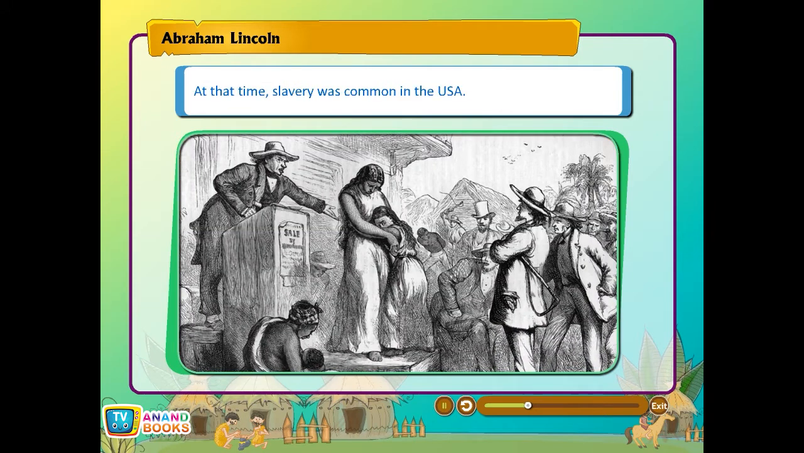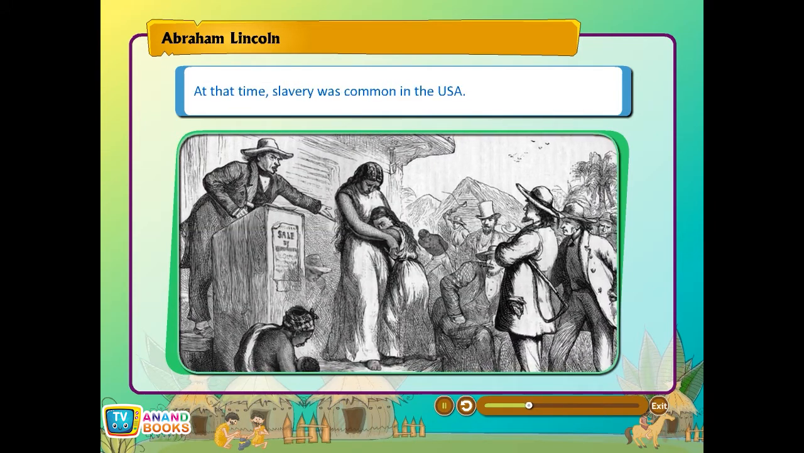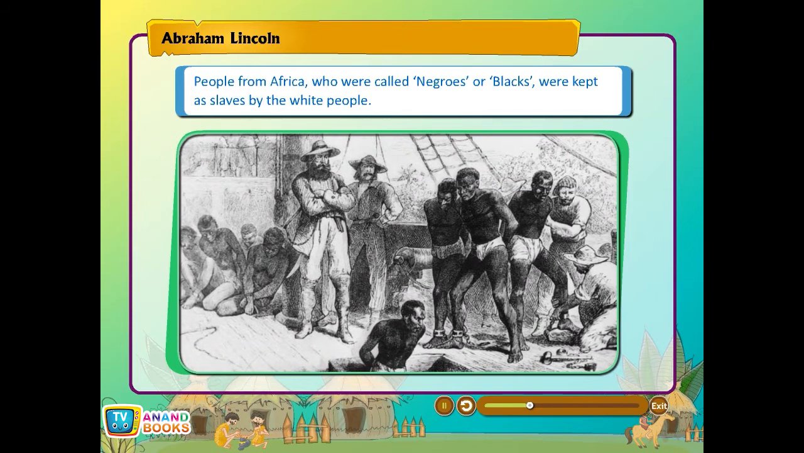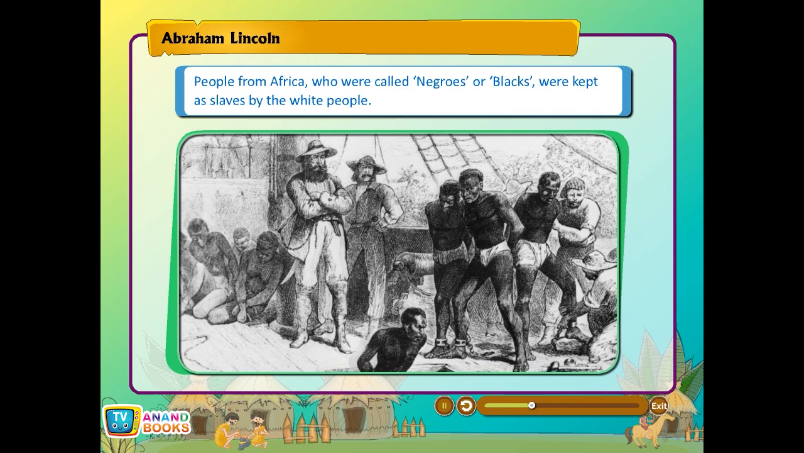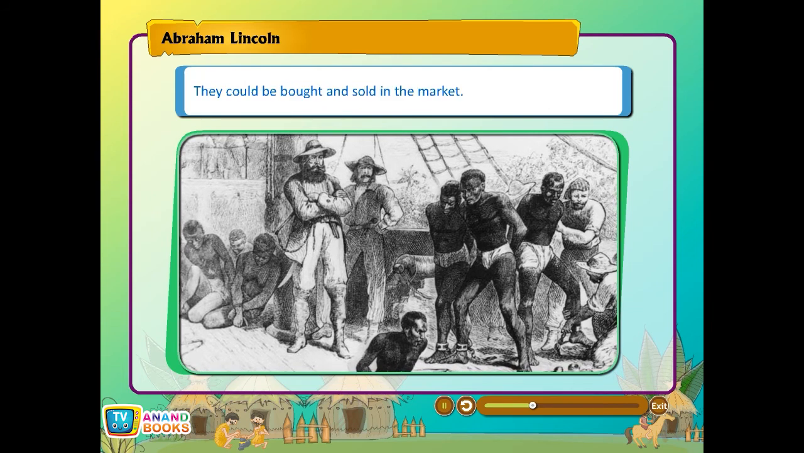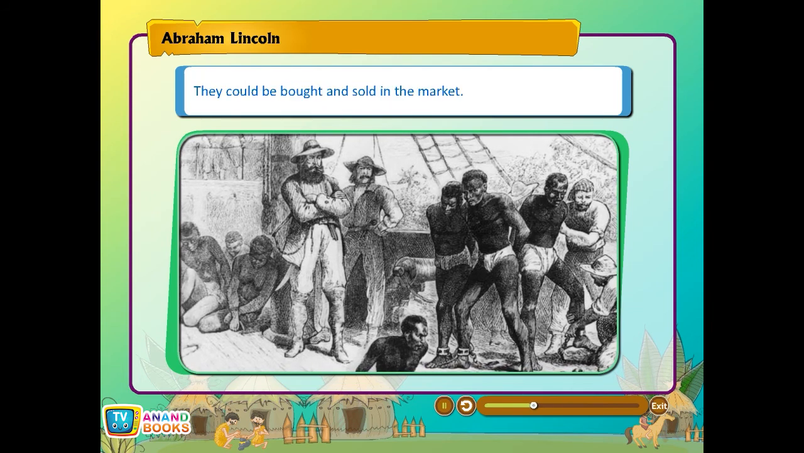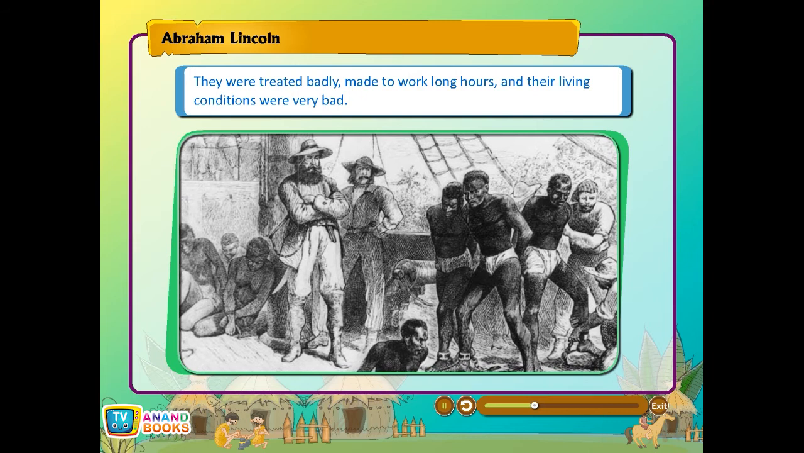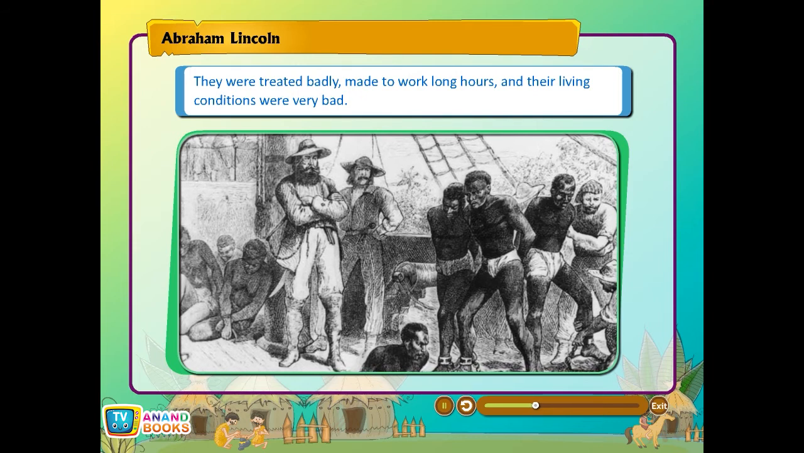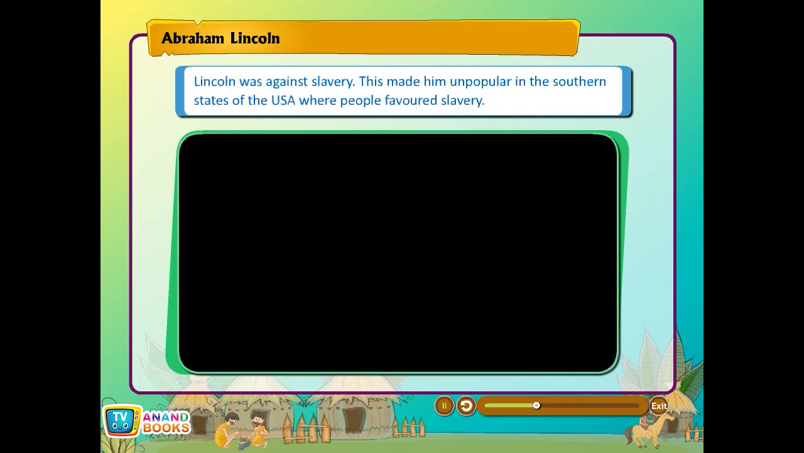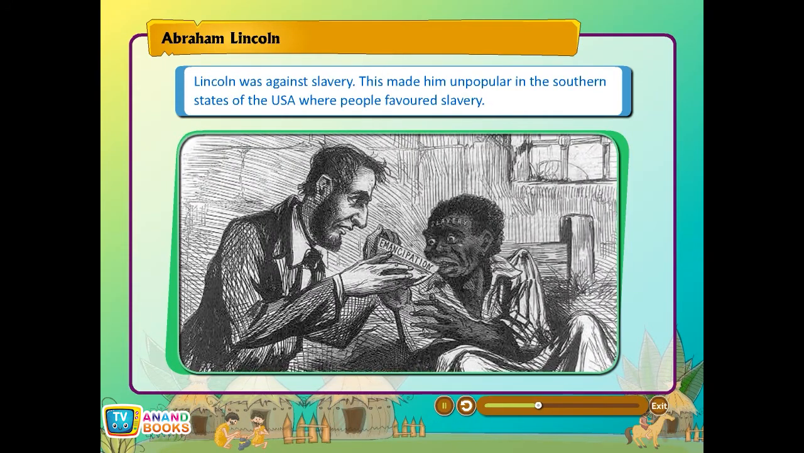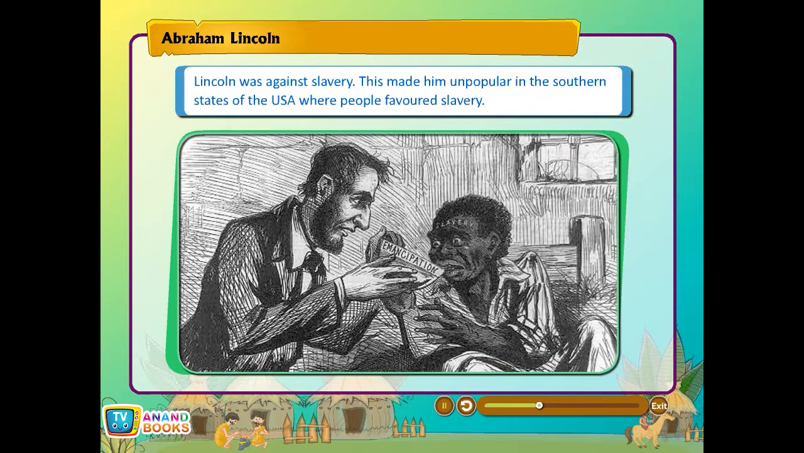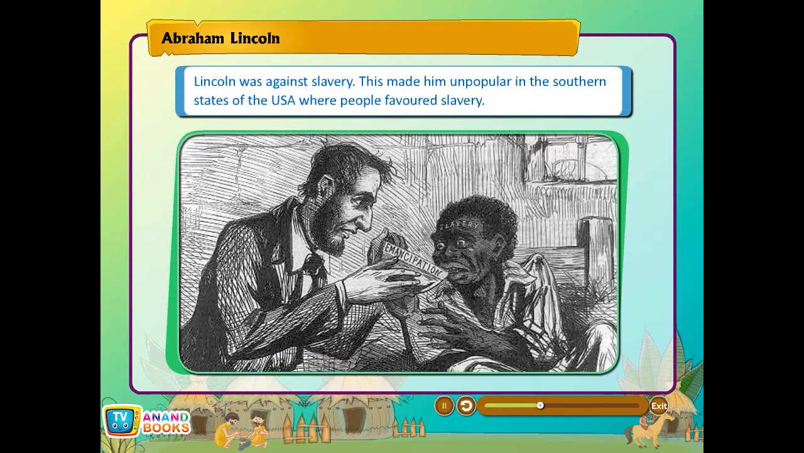At that time, slavery was common in the USA. People from Africa, who were called Negroes or blacks, were kept as slaves by the white people. They could be bought and sold in the market. They were treated badly, made to work long hours, and their living conditions were very bad. Lincoln was against slavery. This made him unpopular in the southern states of the USA, where people favored slavery.